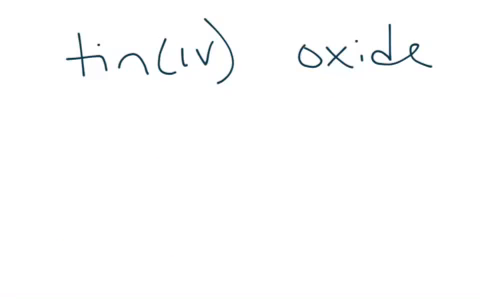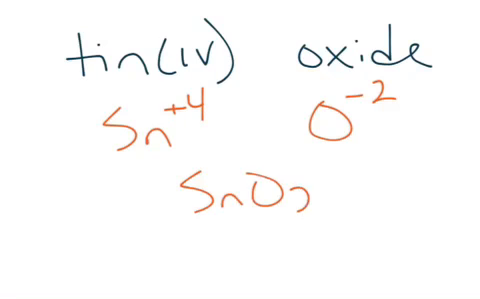If you see the Roman numeral 4, then you should know what to do. If you have tin, that means it's a +4. Oxygen's always -2. So in this case, we would need 2 atoms of oxygen to balance out the 1 tin.